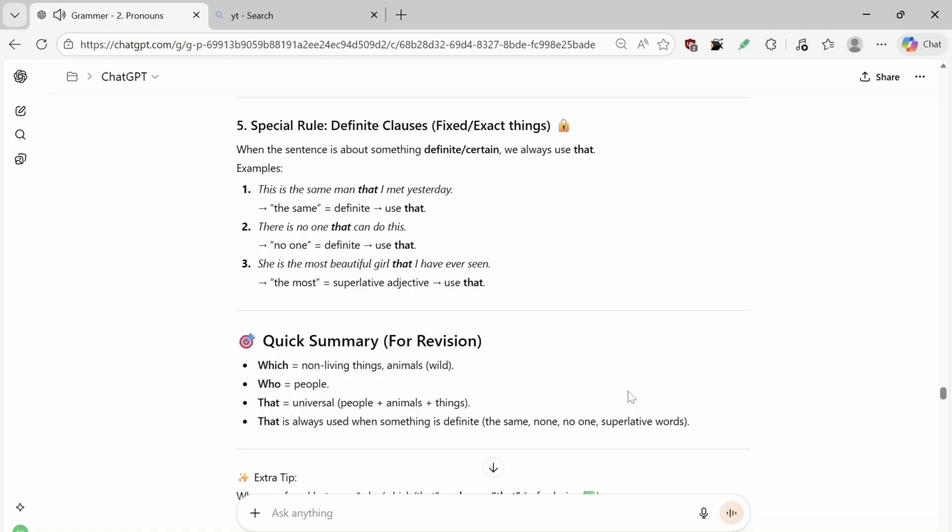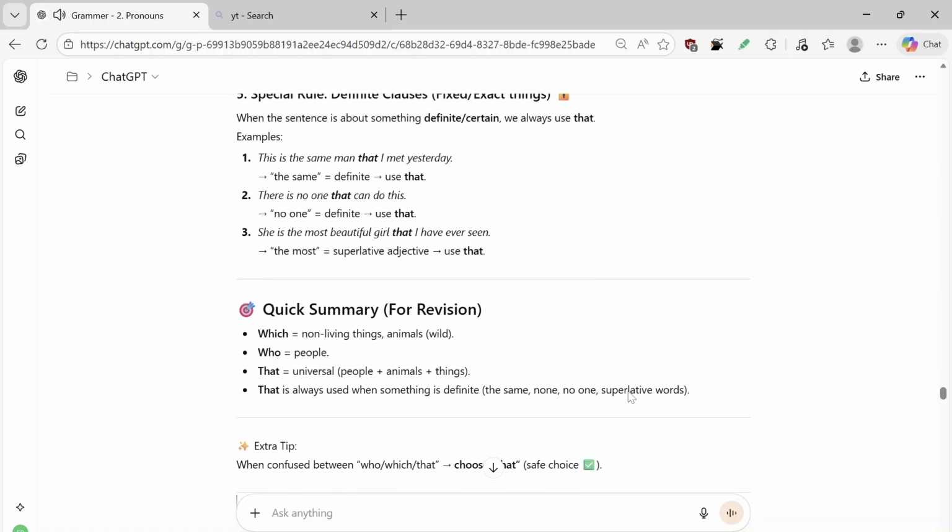Quick summary for revision. Which equals non-living things, animals, wild. Who equals people. That equals universal: people, animals, and things. That is always used when something is definite: the same, none, no one, superlative words. Extra tip: when confused between who, which, and that, choose that. Safe choice.